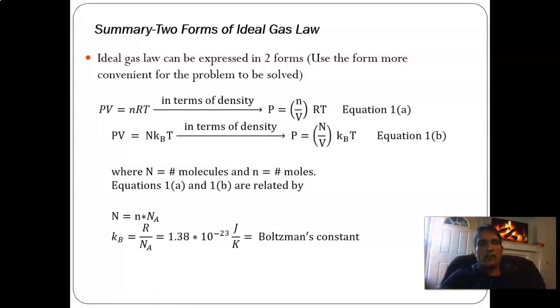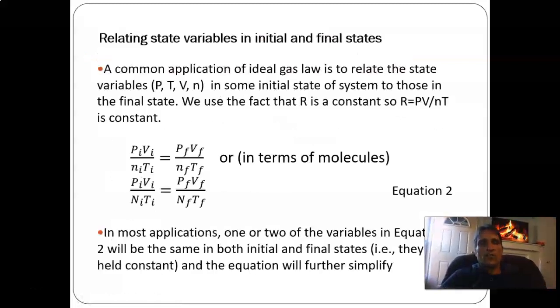Well, R is a constant, which means even as all these variables change, the quotient of pressure times volume over temperature times the number of moles is always the same. And so if we have an initial state, the initial pressure times the initial volume divided by the initial number of moles times the initial temperature must be equal to the same as the final. Or if we're dealing with molecules, you'd replace little n by big N. And so if we know all of the variables but one, we can solve for the unknown.